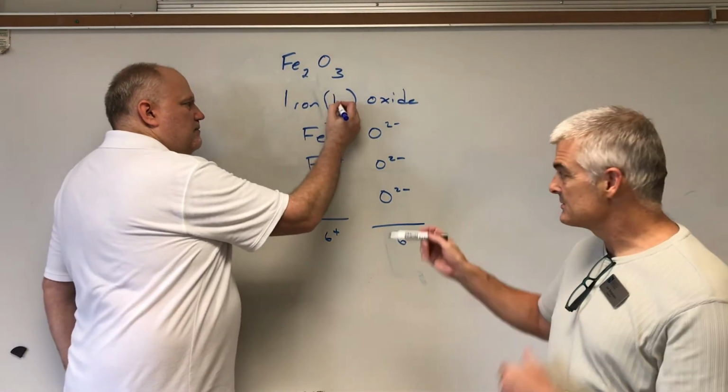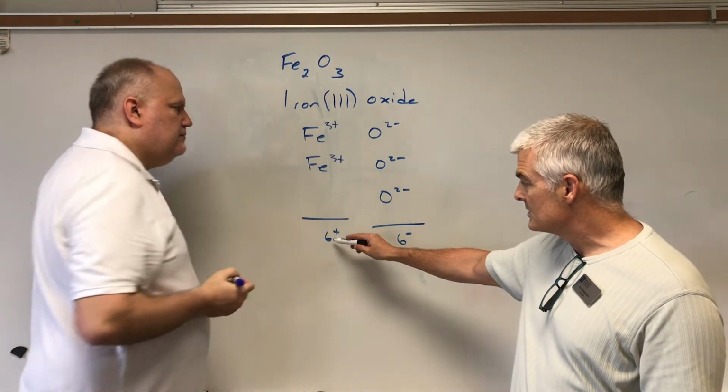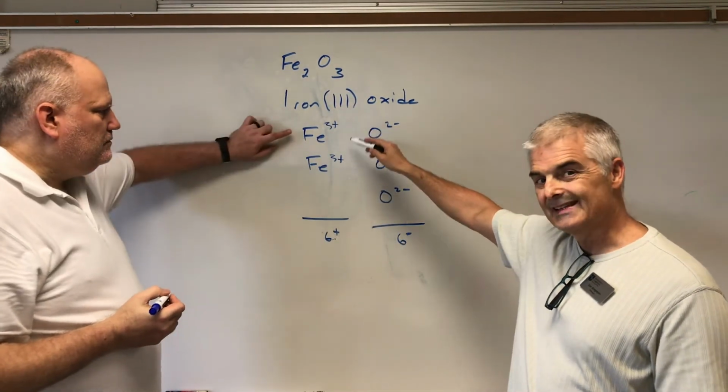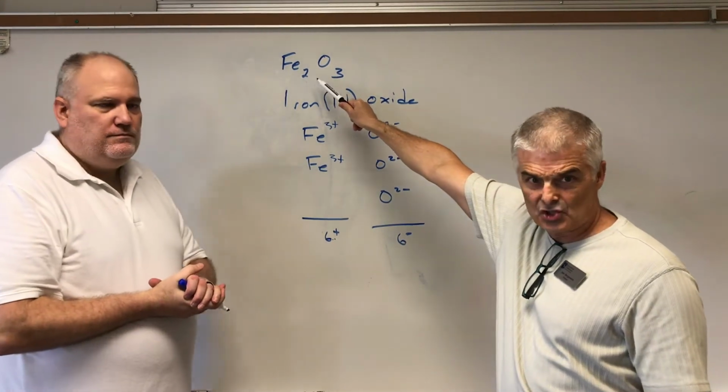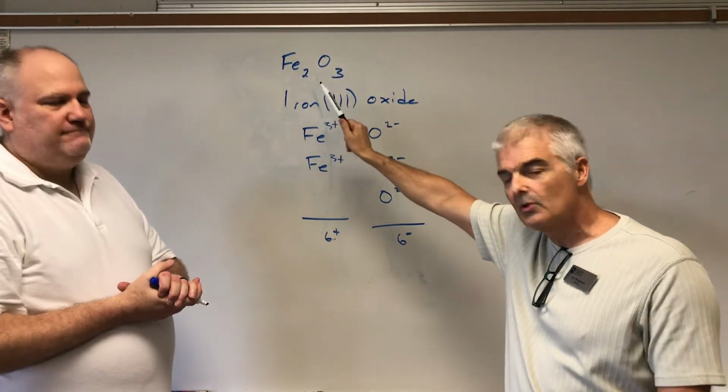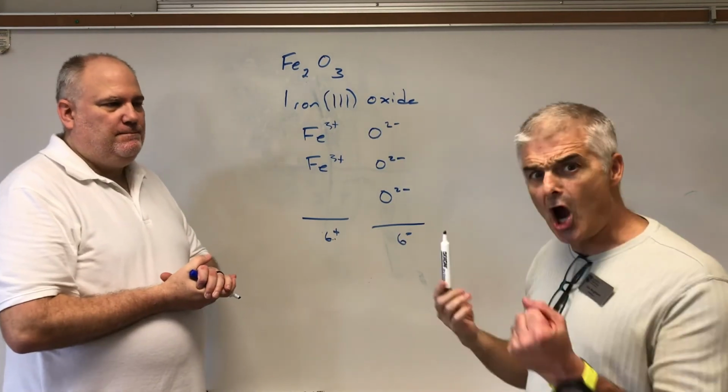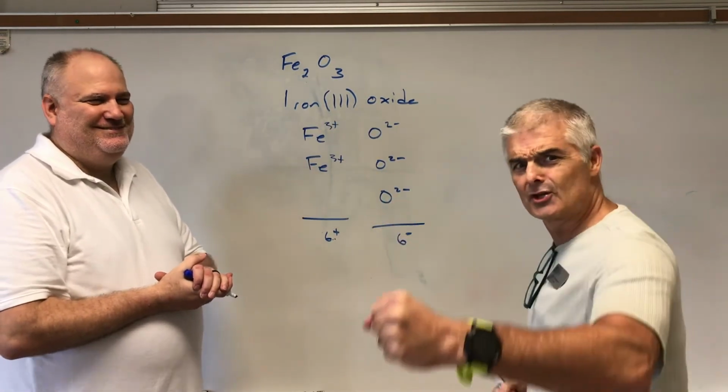Now watch this. Sometimes I see students put a 6 in there thinking it's the total charge. It's the charge of the individual iron. It's confusing. You might say, wait a second, it's iron 2 because there's 2 irons. No, no, no. It's the charge. It's the charge!